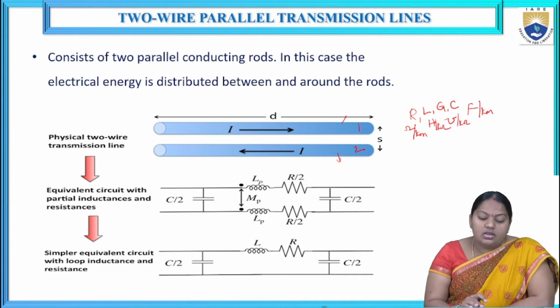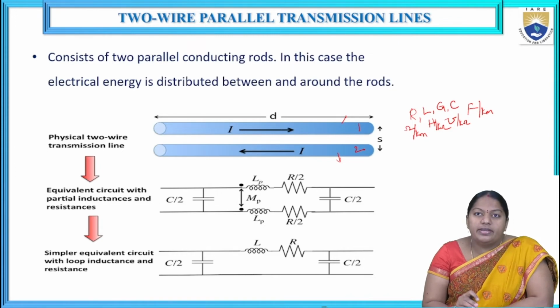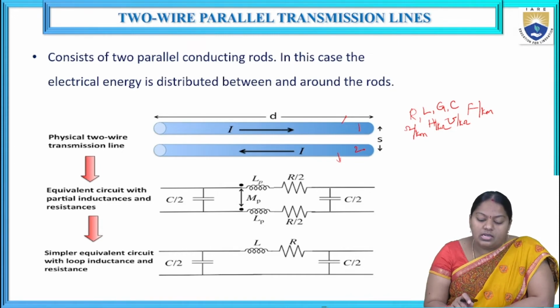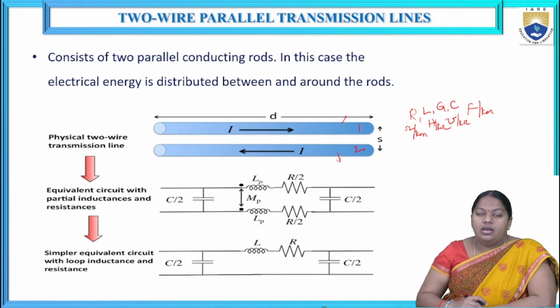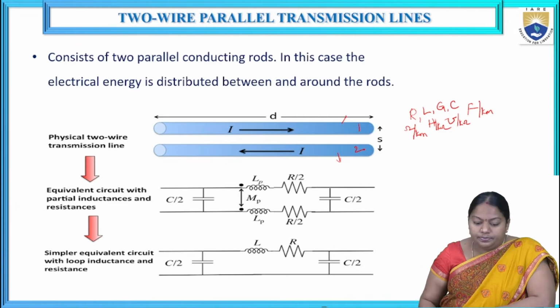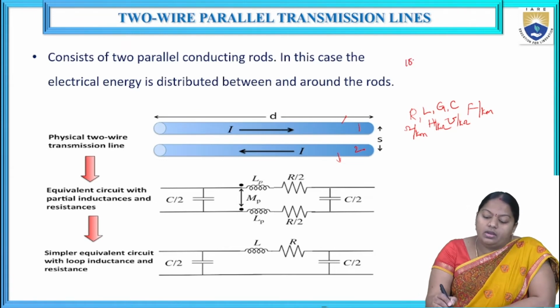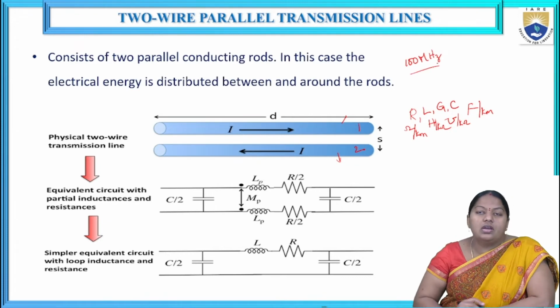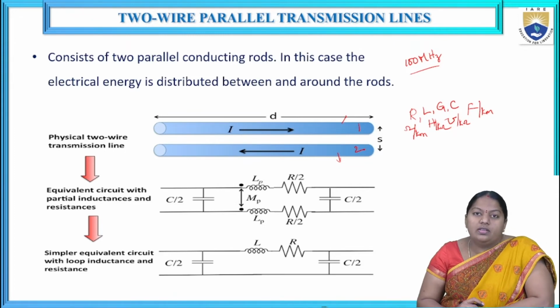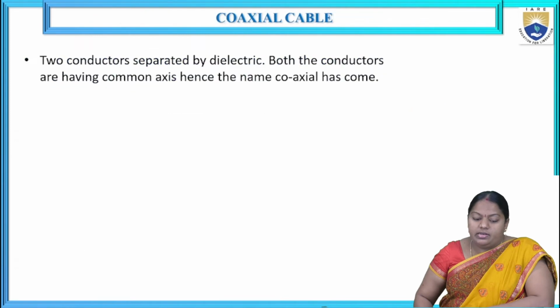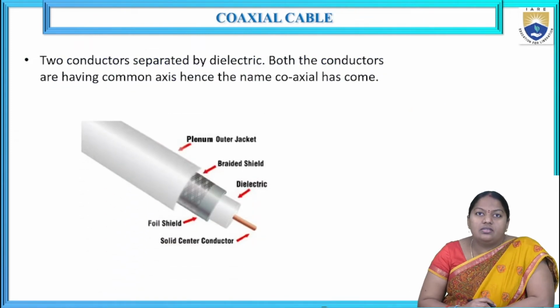In general, the two-wire parallel transmission lines look like physical two-wire lines consisting of two conducting rods, and the electrical energy is distributed around the rods. In this we can transmit signals up to 100 megahertz. If you want to send signals beyond 100 megahertz, it is not possible through this. Then we go for the second type, that is coaxial cable type transmission lines.